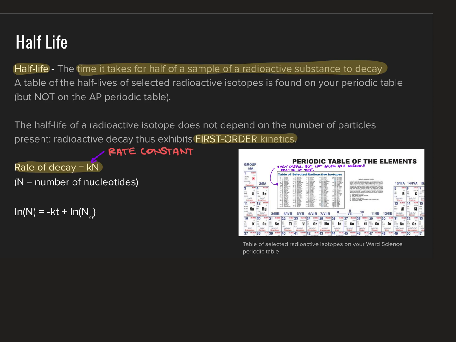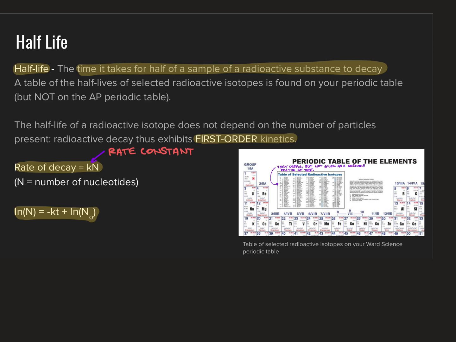And down below here, in addition to that standard rate law, I've also given you an integrated rate law. Again, recalling that for first-order kinetics, the integrated rate law showed a straight-line relationship between the natural log of the number of particles and time as that reaction occurred. So we end up with that equation again. The natural log of N, where N represents the number of nuclides, is equal to minus kt plus the natural log of the initial number of nuclides.